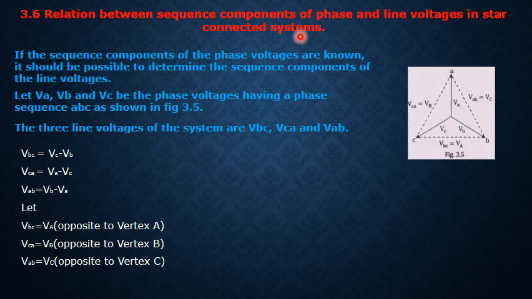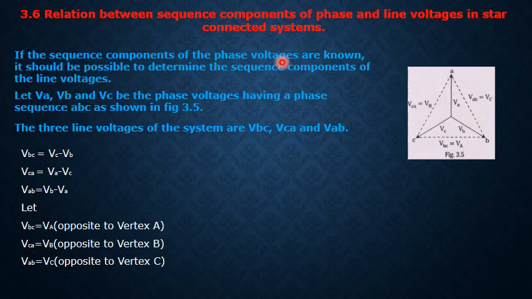So, what does it mean from this title? Here we are going to know the relation between phase and line voltages when the given system is star connected, for the sequence components. As we already know, the relation between phase and line voltages for the star connected system is that the line voltage is root 3 times the phase voltage. Similarly, here we are going to find the phase and line voltage relation, but for the sequence components when they are star connected.